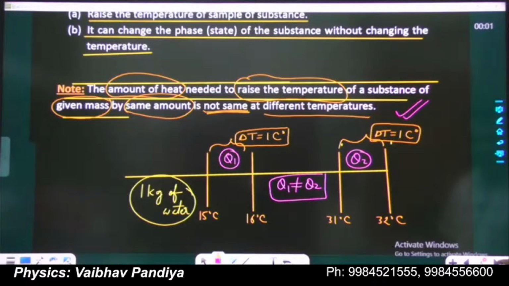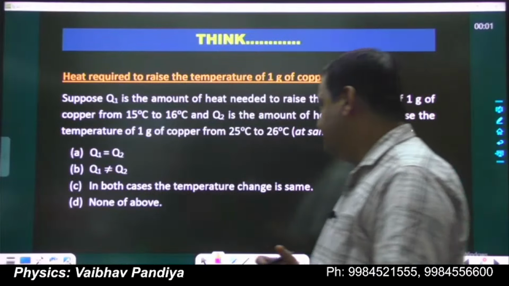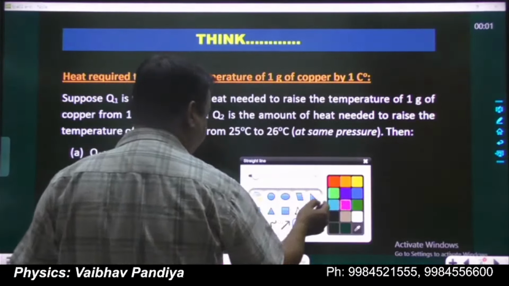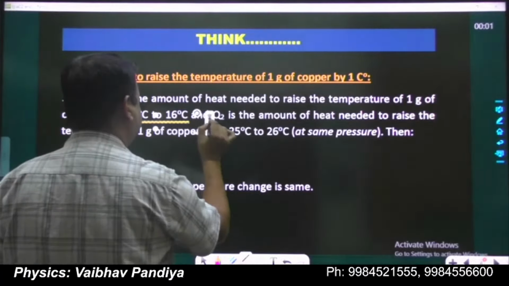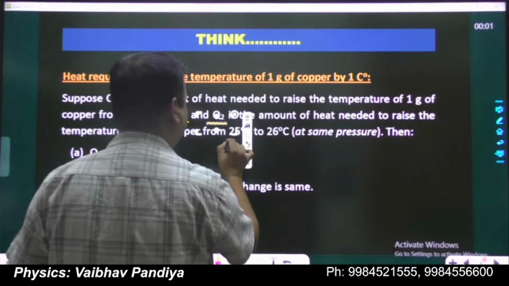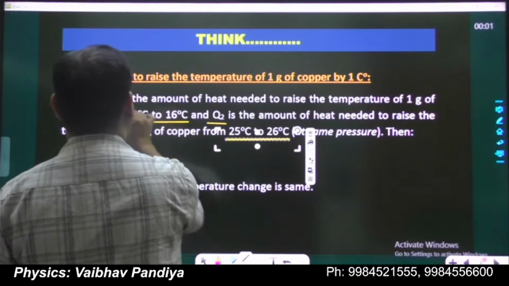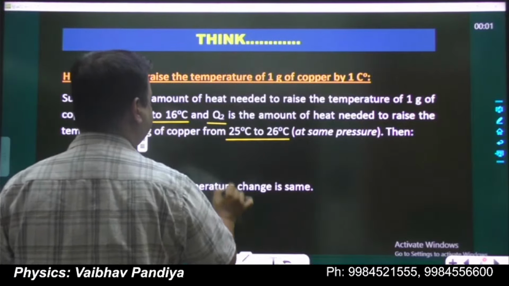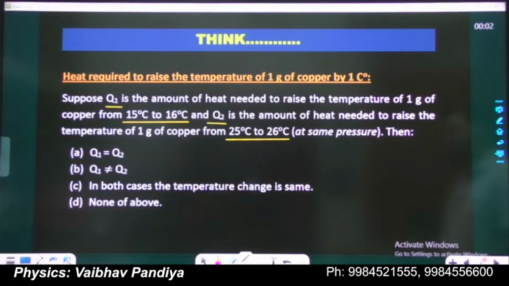Now see, suppose we want to raise the temperature of 1 gram of copper by 1 Celsius degree, okay? And from 15 degrees Celsius, we want to raise by 1 Celsius degree. When you are raising it from 15 degrees Celsius to 16 degrees Celsius, the heat needed is Q1, and when you are raising it from 25 degrees Celsius to 26 degrees Celsius, the heat needed is Q2.